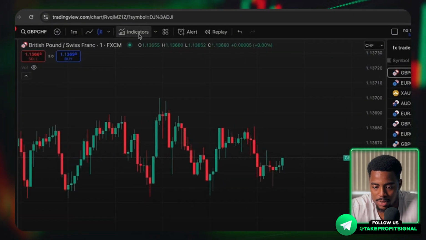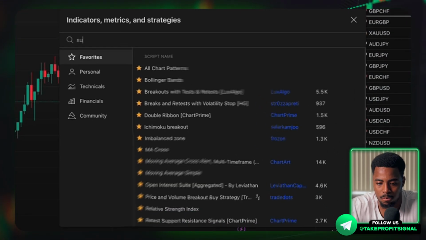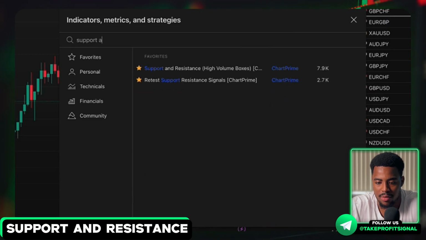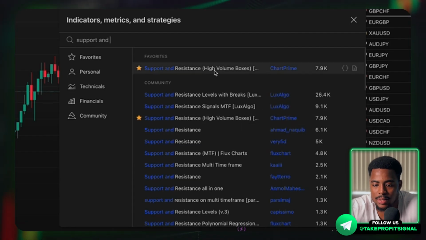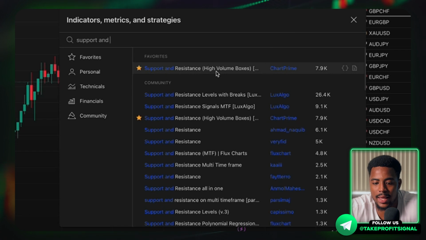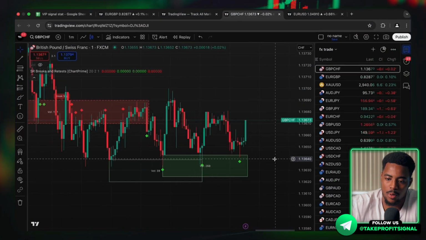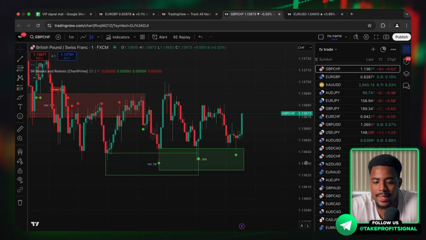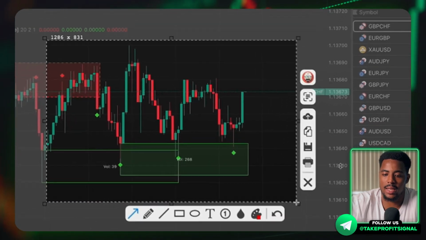The next step is to add a cool automatic indicator on this platform. We go to the indicator section in the upper panel and write its name. We have a bunch of indicators. We select in the list the indicator from the author ChartPrime. He has almost 8,000 users with that name. We click on it once. This indicator automatically draws support and resistance zones and gives signals.